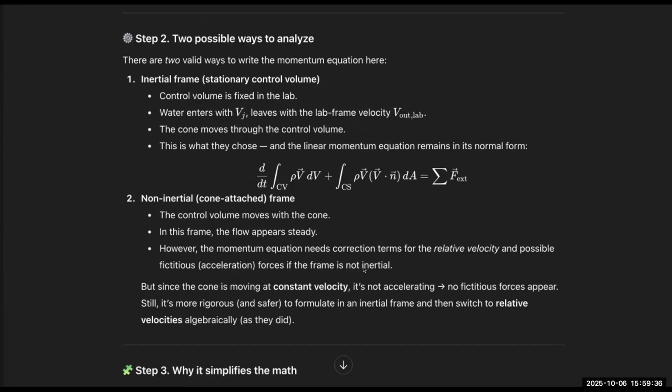We can also choose a non-inertial or cone-attached frame where the control volume moves with the cone, and in this frame, the flow appears steady. However, the momentum equation needs correction terms for the relative velocity and possible fictitious acceleration forces if the frame is not inertial. But since the cone is moving at constant velocity, it's not accelerating and no fictitious forces appear. Still, it's more rigorous and safer to formulate in an inertial frame and then switch to relative velocities algebraically, as we did here.